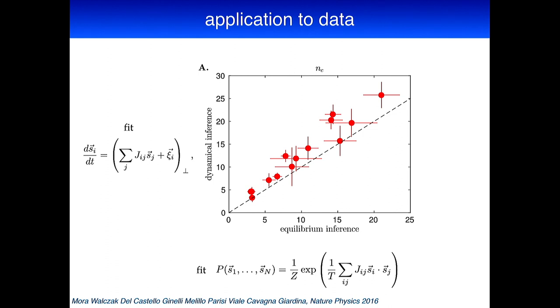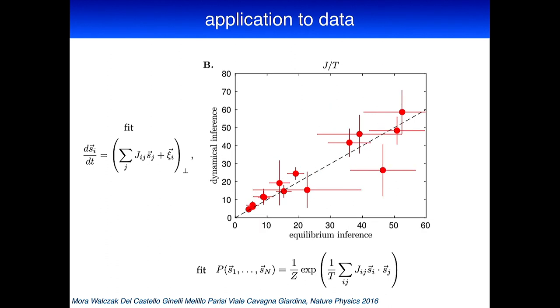There's something else that we can infer, which is the interaction strength and temperature. In that case, what we need to compare, of course, is J over T, because as I said, it's folded into the J in the equilibrium inference. And for that also, we get a fairly good agreement.